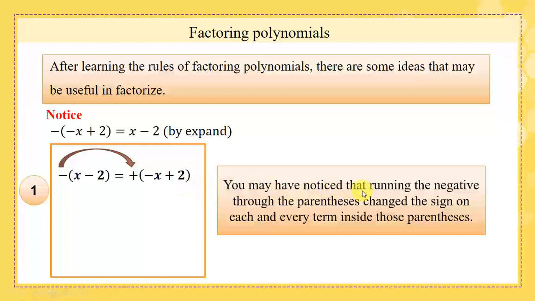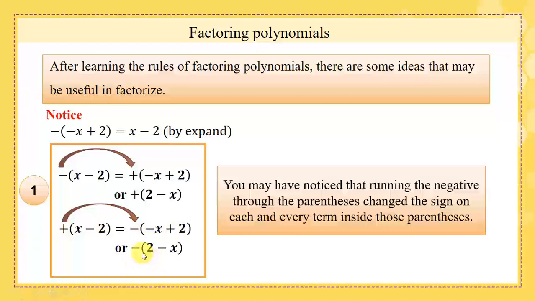You may have noticed that running the negative through the parentheses changed the sign on each and every term inside those parentheses. So negative x plus 2 and 2 minus x are equal. Negative times (x minus 2) equals negative times (negative x plus 2)... When we change the sign outside, we also change it inside for every term. So negative (x minus 2), negative x plus 2 and 2 minus x are also equal.